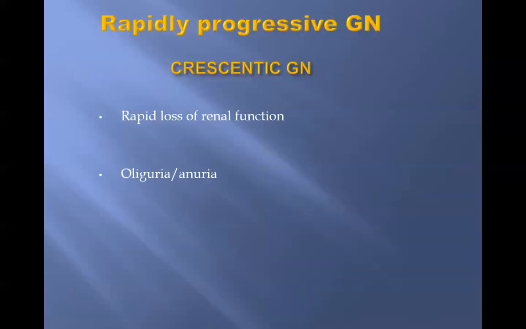So there is rapid loss of renal function. There is oliguria and anuria, hematuria and proteinuria, and crescent formation. All of them are now at an upper level, not mild to moderate. Hematuria or proteinuria is severe. Crescent formation, more and more, right? Oliguria and anuria, completely blocked.